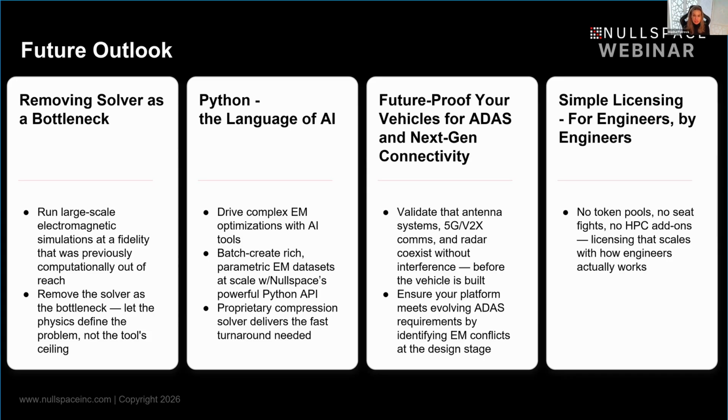And so Nullspace's licenses are simple. There are no token pools, there are no seed fights, and all of our licenses are floating licenses. And there's no paying for add-ons. So once you pay for your annual lease for your license, you get all the future releases that come up, and you get the use of all of the CPUs and GPUs you have available on your machine as well, for that one annual lease pricing.